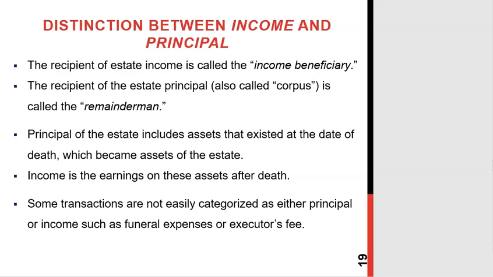The recipient of the income is known as the income beneficiary, whereas the party who ultimately receives the property or the principal is known as the corpus, or also known as the remainderman. So there are some expenses that cannot easily be identified or categorized as either principal or income, such as funeral expenses or executor's fees.